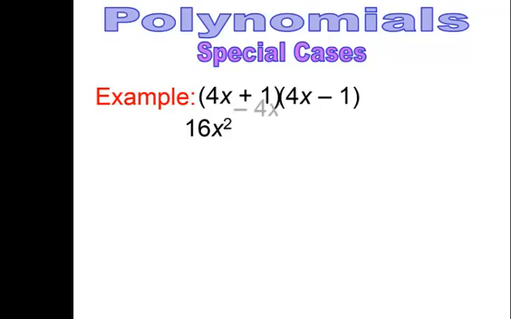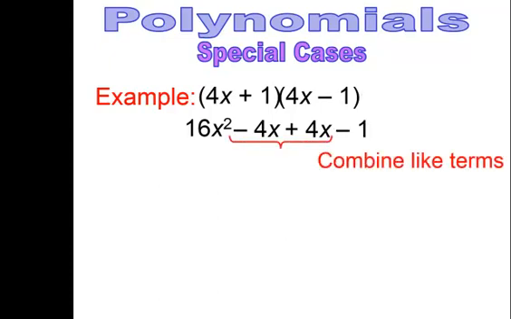Then you take that 4x times that minus 1 or negative 1, and you get a negative 4x. I'm going to take that 1 and multiply it to the 4x. I'm going to get plus 4x. And 1 times a negative 1 is going to be a minus 1.